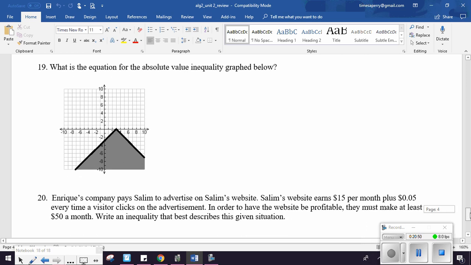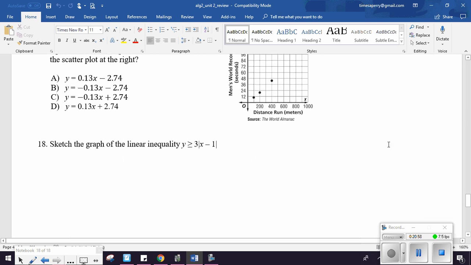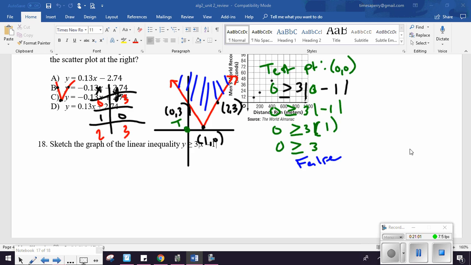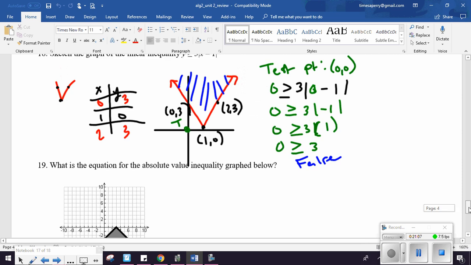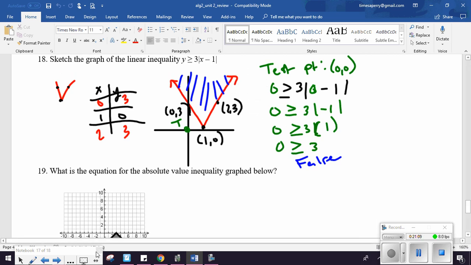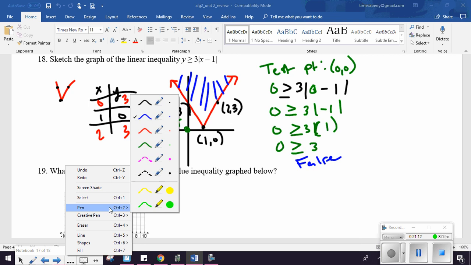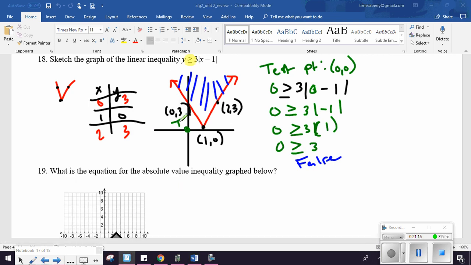Number 19 wants to know what is the equation for the absolute value inequality graph below. Oh, I'm sorry. For number 18, go back. I forgot to mention that the boundary, the V, could either be solid or dashed. In this case, it's solid because that equal to is present. So we did a good job. Remember, if it has the equal to bar, make it a solid boundary. If it doesn't, it'll be a dashed boundary. All right.